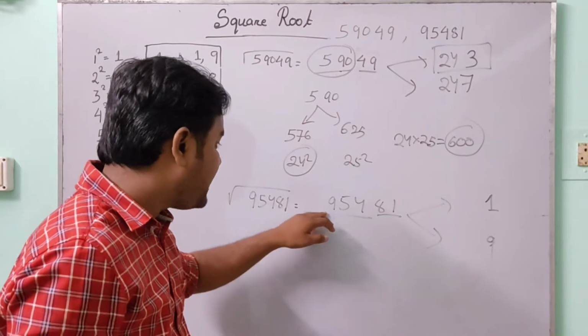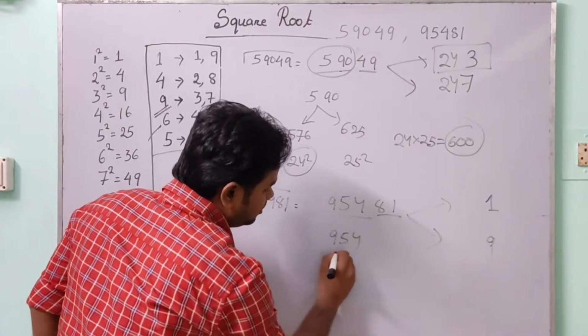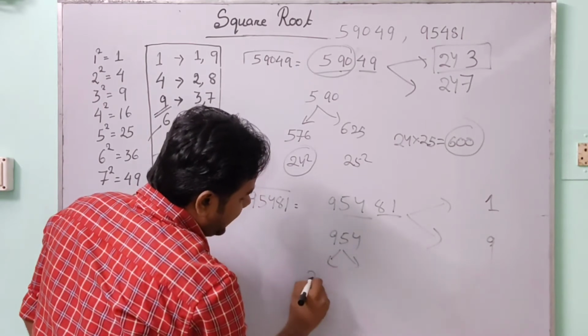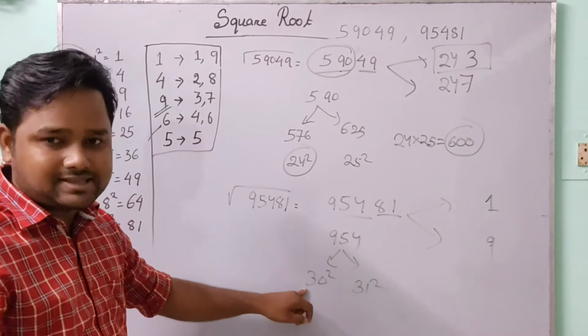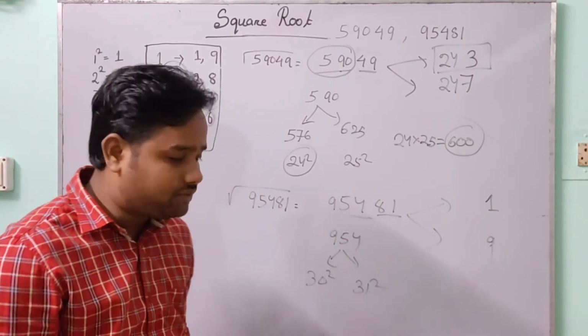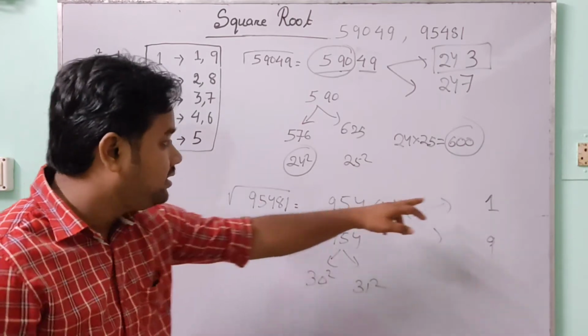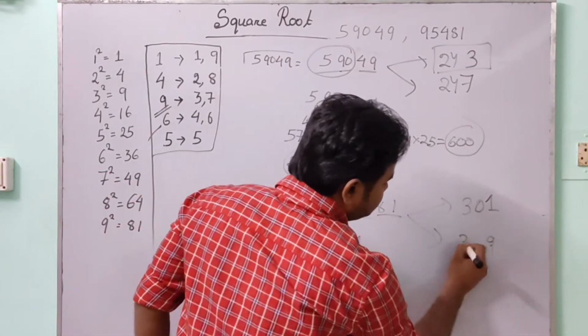Next, 954. Near 954, we know the squares of 30 and 31. Since 30 squared is 900, the range will be between 30 and 31, so 30 will be here. So the answer may be 301 or 309.